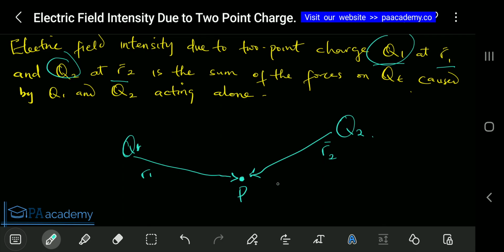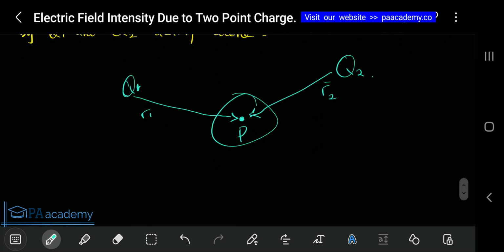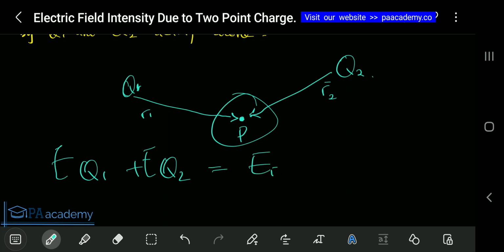If we are to look for the electric field intensity at this point P, that is going to be the electric field intensity of Q1 plus that of Q2. That will give us the electric field intensity at point P.